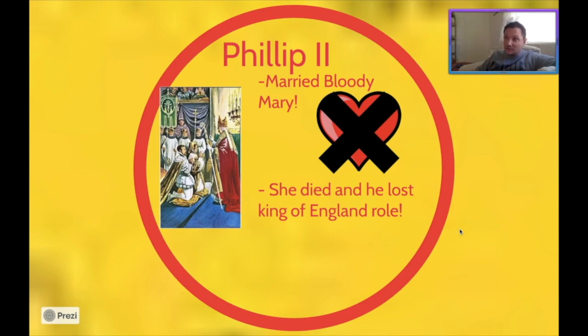Philip loses the throne, though, because remember, he's king in title only. And he tried to marry Elizabeth, okay? He tried to marry Elizabeth right after Mary died, and she assumes the throne. And funny enough, he actually does support Elizabeth becoming the queen of England as well. So really, really quick, let's review everything we've talked about so far.